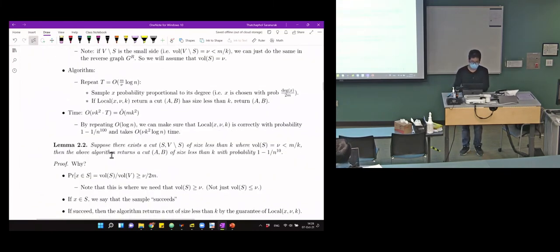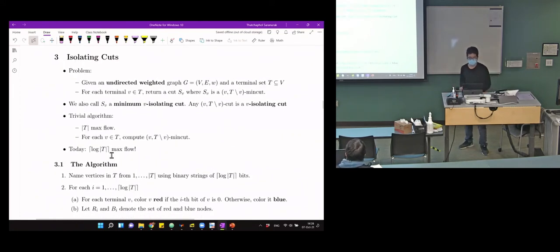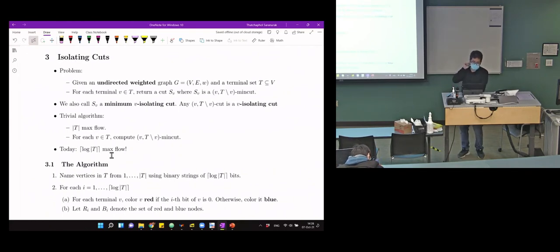Okay, so that's one technique. Now I want to talk about another technique called isolating cut. In this case, we are looking at an undirected graph.